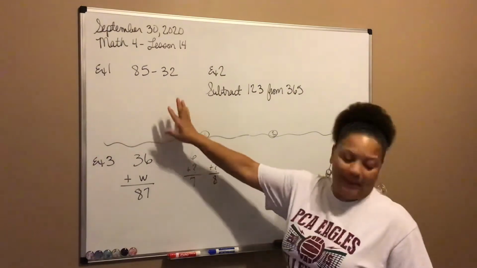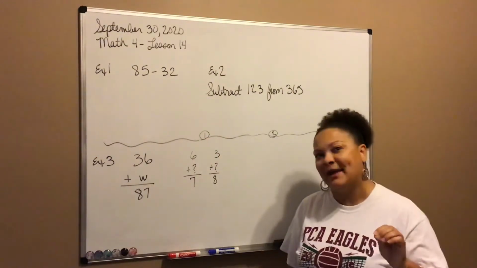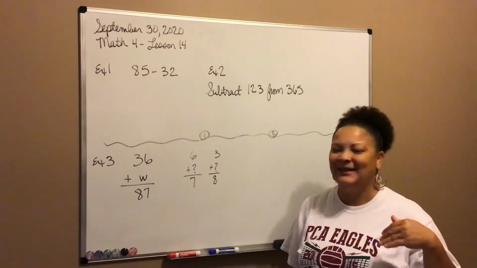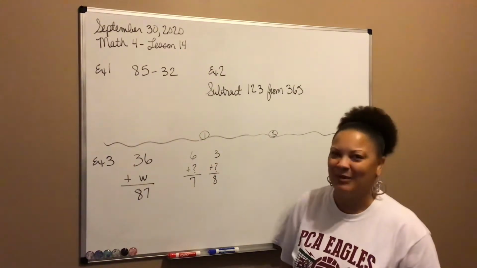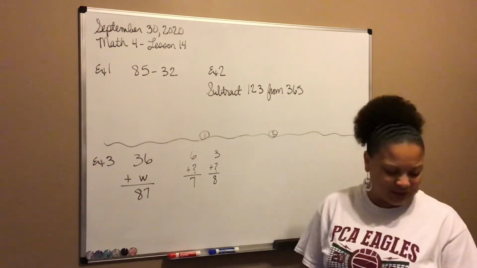So first, example 1. First off, remember to do your mental math. Do it in your mind. Write down whatever you came up with in your mind. Check it with the calculator. Keep our math skills sharp.